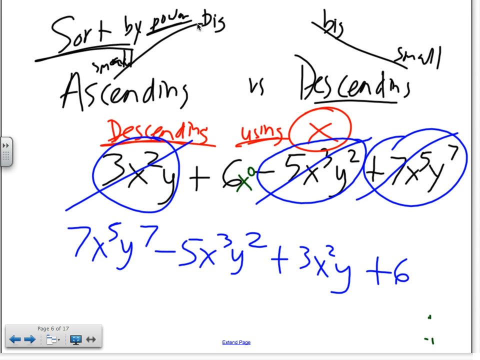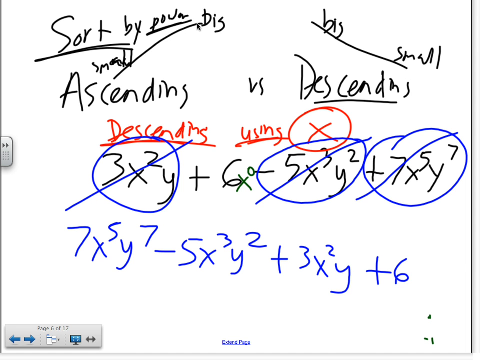And if I say, how about ascending order? All you have to do is just go backwards. 6, 3x squared y, negative 5x third y squared, positive 7x fifth y seventh in ascending order. Okay, so once you have one sort, you just have to do the reverse if you're being asked. Any questions so far on how to sort this stuff? Is that straightforward enough? Sorting in terms of degree, power, and I will classify which term to sort by.